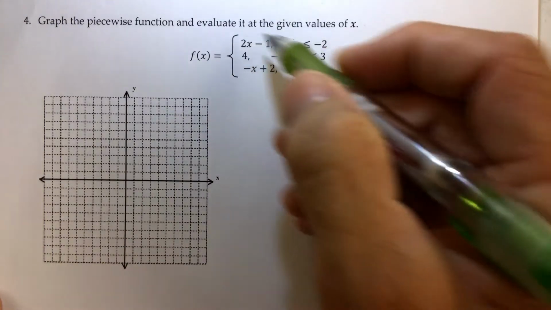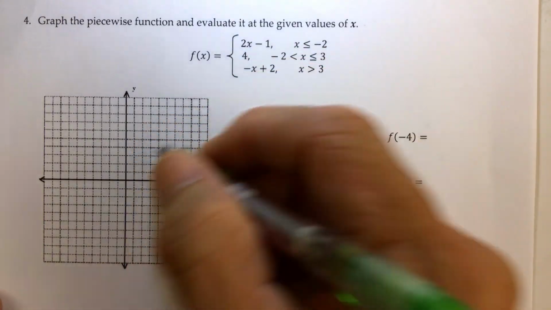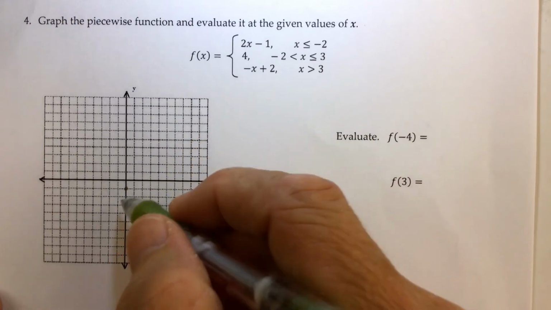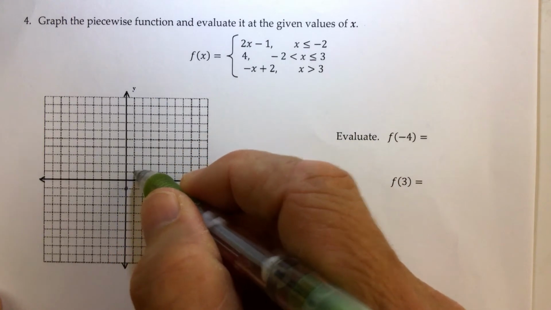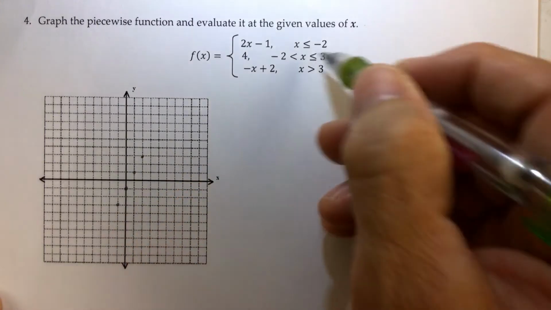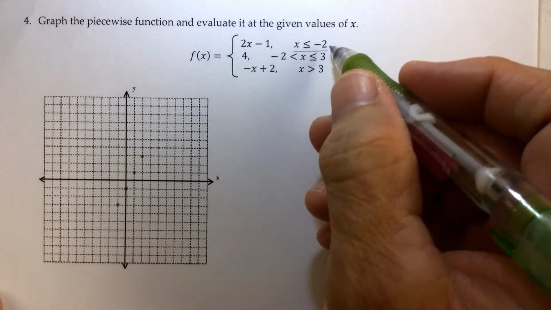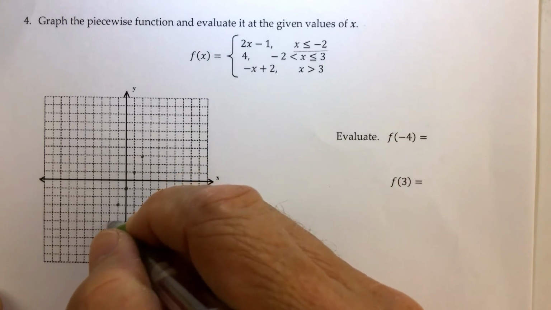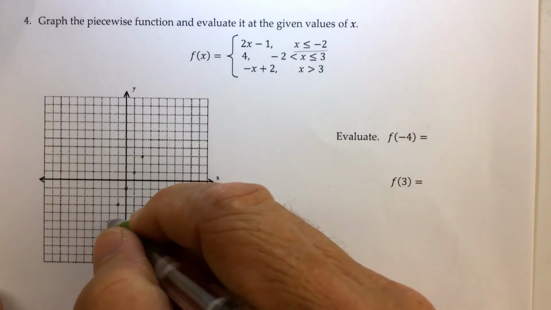2x minus 1, I know that 2x minus 1 has a y-intercept of -1, and then it has a slope of 2, so up 2 and over 1. But I'm looking for my x domain restrictions, which are x is less than or equal to -2. So I want to make sure I know where the function is at -2.